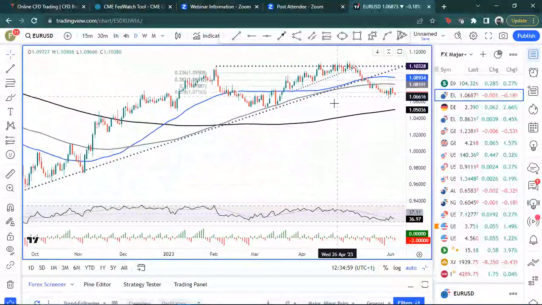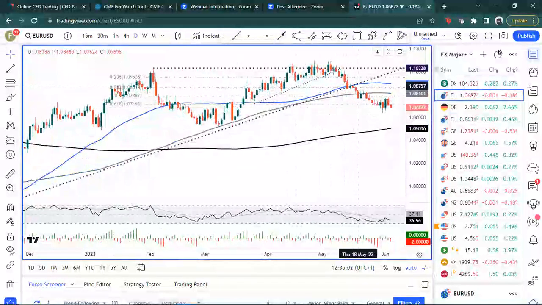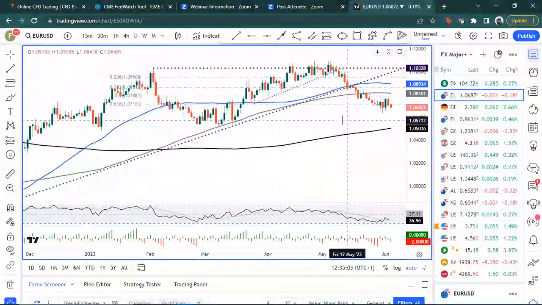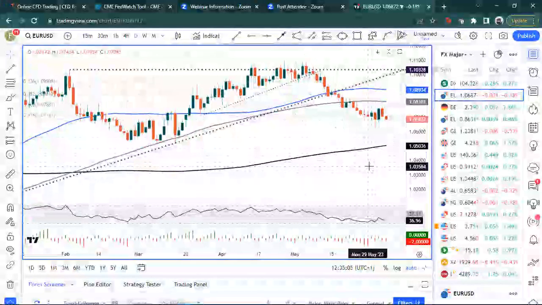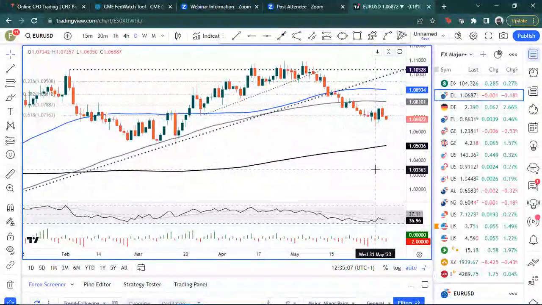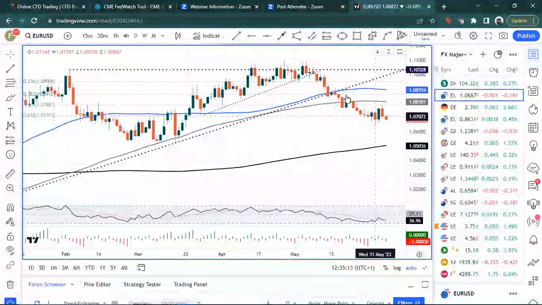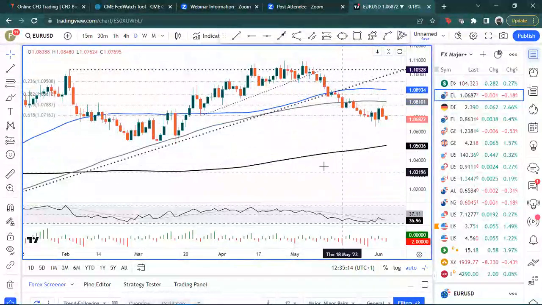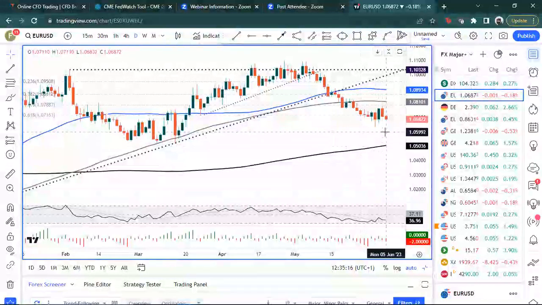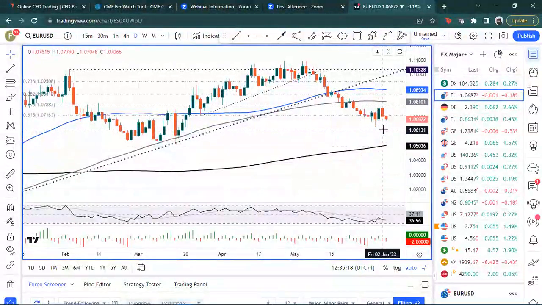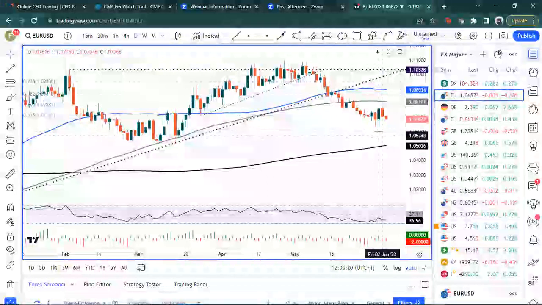You can see that dotted line through the 50-day moving average and the 100-day moving average as well. So potentially 106.35 is a key level of support now in euro dollar if we do continue with this bearish momentum, and then 106 probably a key number for support of euro dollar.